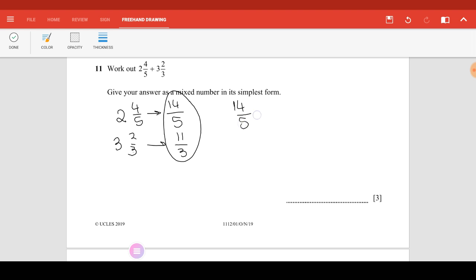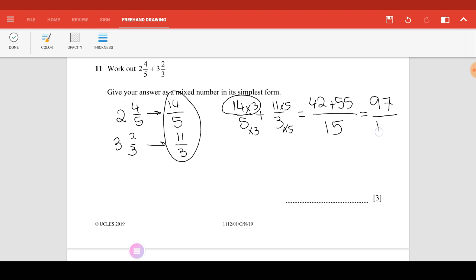14 over 5 plus 11 over 3. Multiply this by 3 and this by 5, and the other by 5 and by 3. As you know, you have to multiply up and down. The denominator will be 15, and 14 multiplied by 3 equals 42, plus 55. This is 97 over 15.